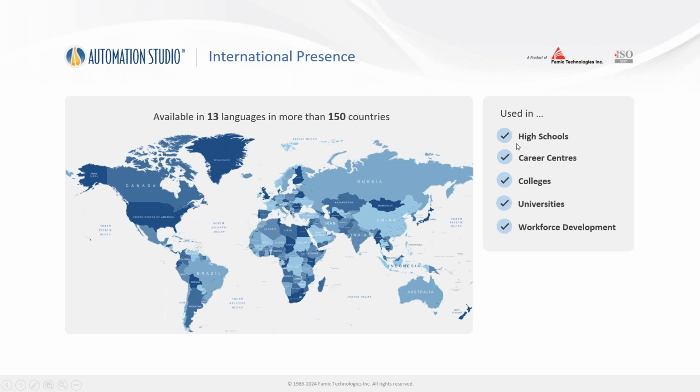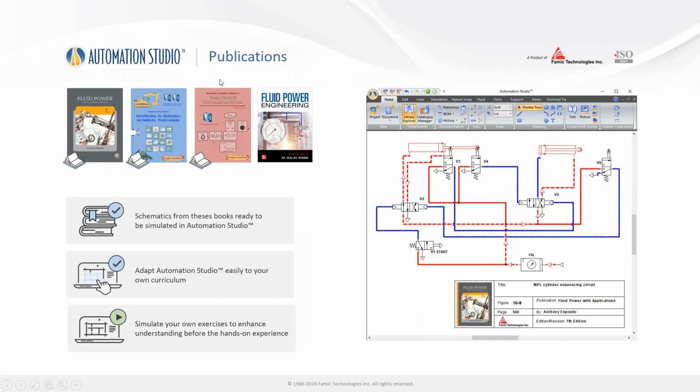The educational version is mostly used in high schools, career centers, colleges, universities, and workforce development. These are some of the famous publications. All the examples present inside these books are available inside Automation Studio. You will find all these things inside Automation Studio. I will let you know how you can grab these things.